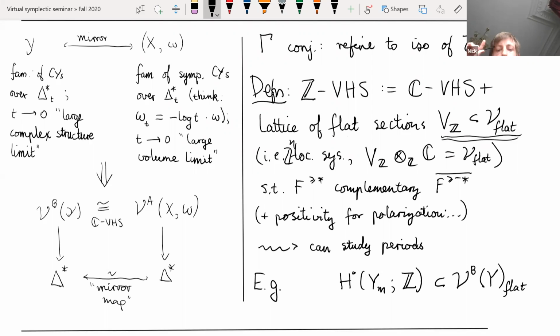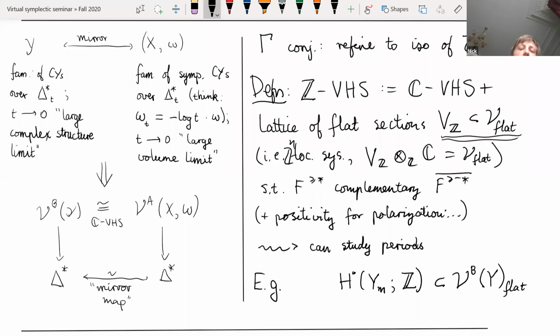So in the case of the B model variation of Hodge structures, there's a very natural lattice of flat sections, which is given by the integral cohomology of the fiber. So, if you have this extra data, then you can extract from it periods of your variety, which means integrals of the holomorphic differential forms over topological cycles.